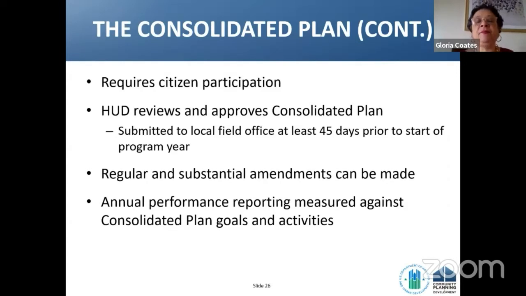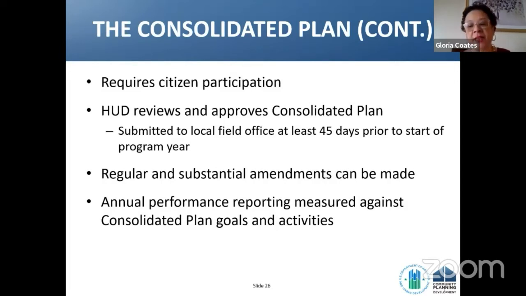But it has to be submitted to the local field office at least 45 days before the start of the program year, unless the field office authorizes an exception that allows a grantee to submit it later. However, under no circumstances can a grantee be given an extension to submit a plan later than August 16th, because that's a statutory date, and it cannot be amended or suspended.